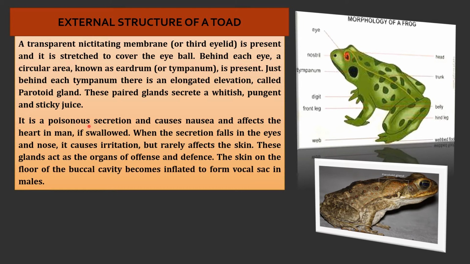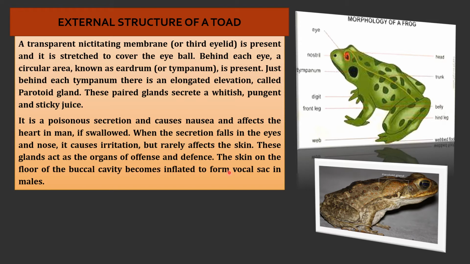So it is a poisonous secretion and causes nausea and affects the heart in man if swallowed. That means it is poisonous. A poisonous chemical is there, so that's why it is poisonous and causes nausea. Nausea means, I don't know whether you know or not, actually, nausea means when blood comes out from your nose. So this is called nausea. It may cause this disease and affects the heart in case of man if swallowed by man. So it's dangerously poisonous for a human being.